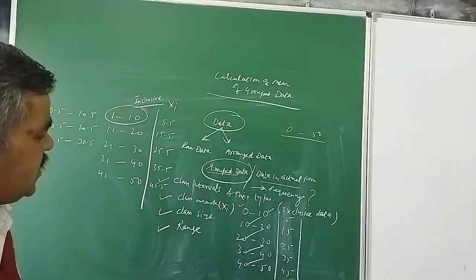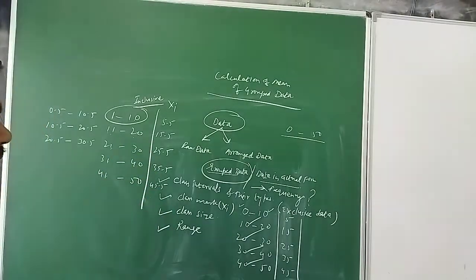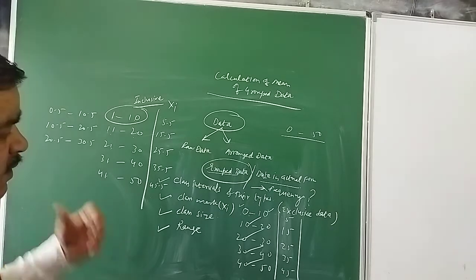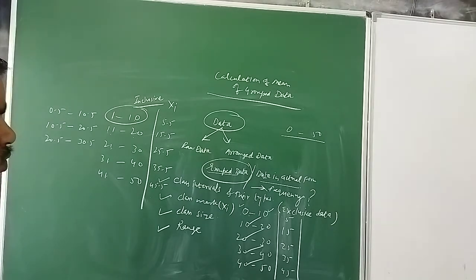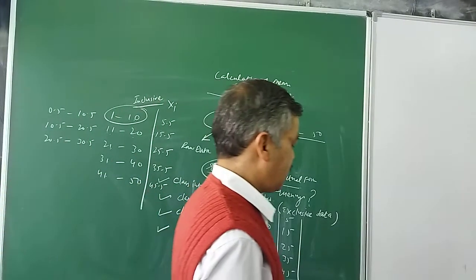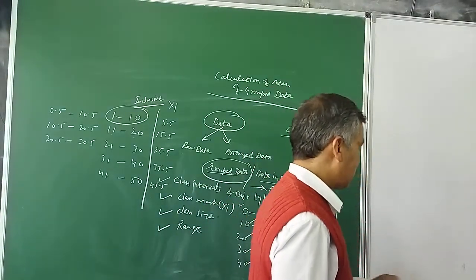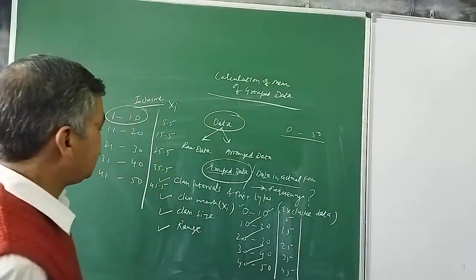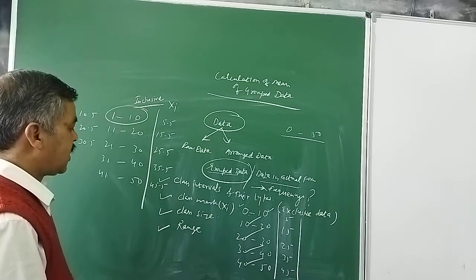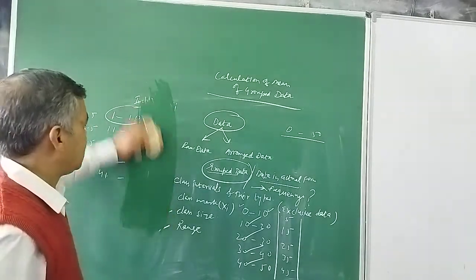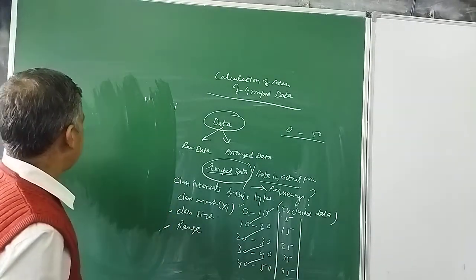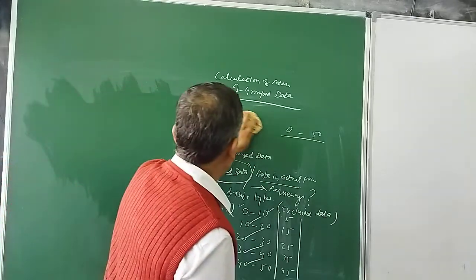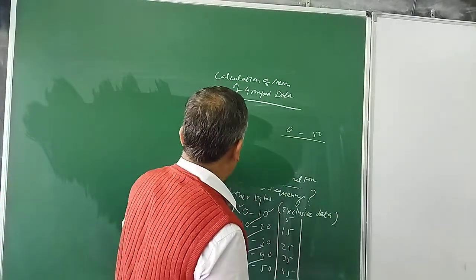I hope all these terms are already clear to you from the previous classes. You have done what the class limits are, what the class intervals are, what the class size is, and what the class mark is. Everything you have done, but to recapitulate the same here was very important.